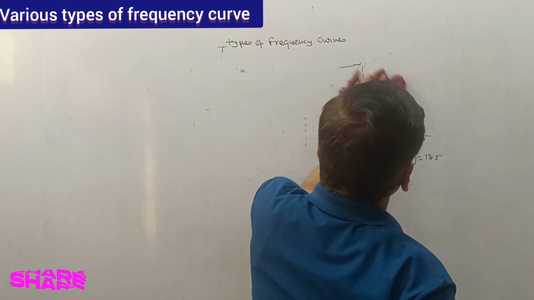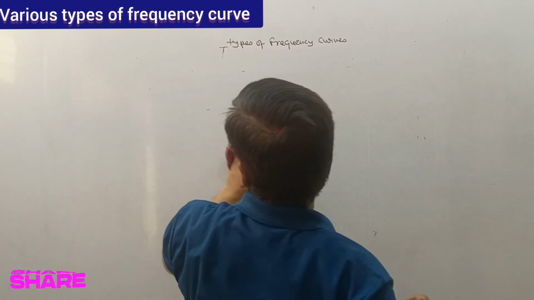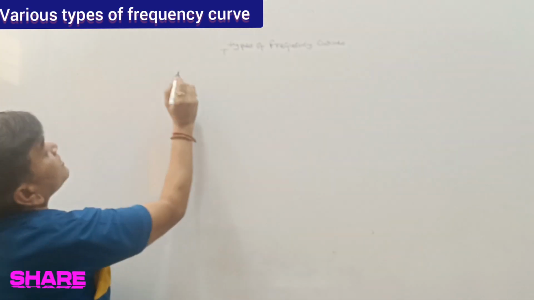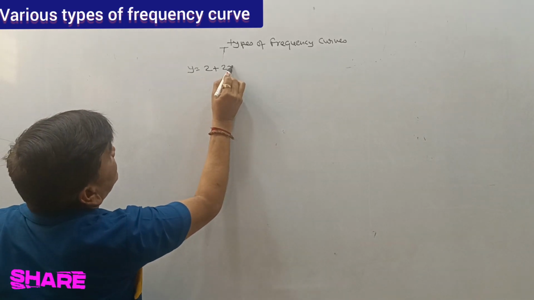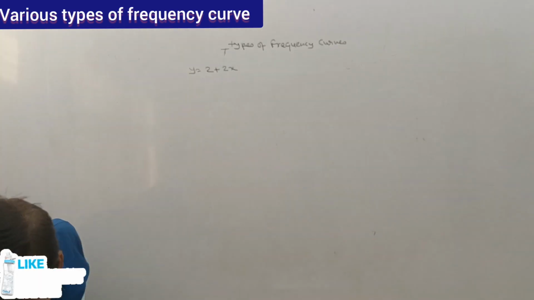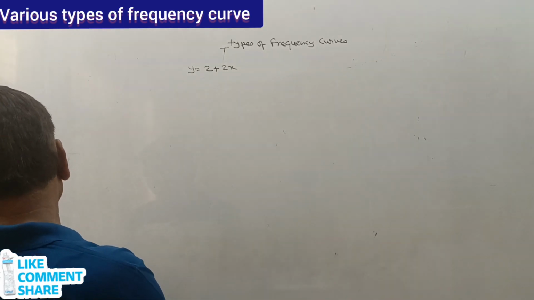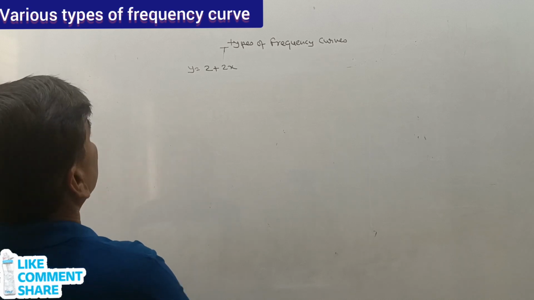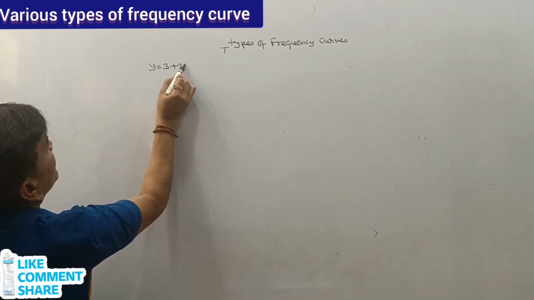Suppose an equation is given, how do we draw the equation on a graph? Suppose in the least square method we are given the equation y = 2 + 2x, and we are to draw a graph. Suppose the equation is y = 3 + 2x.